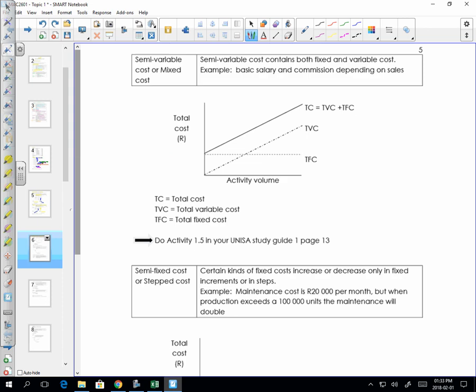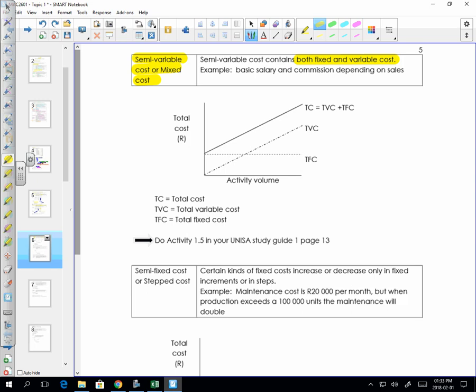Right. So now we've got a semi-variable, or we also call it a mixed cost. So that is something with a bit of both. It's got a little bit of fixed as well as variable costs. That would be like a cell phone contract. A little portion of it is your rental or your actual contract agreement where your phone is included, and then you pay per call after that, or per minute that you have phoned. You got the idea? So that is an example.